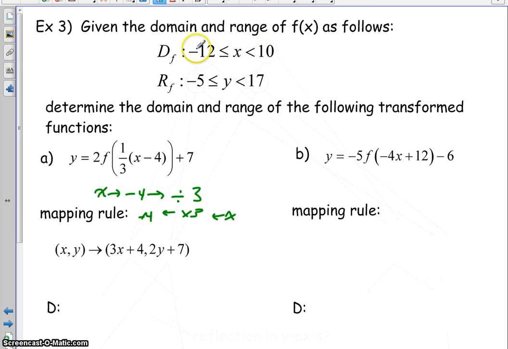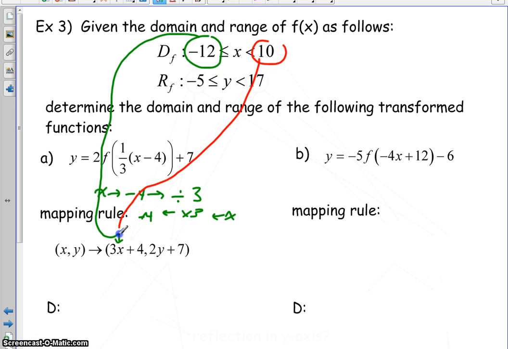So you know that your original domain goes from negative 12 to 10. Those are your boundaries. You've got to figure out where those boundaries are transformed to under the mapping rule. So you have to do this twice. We're going to take negative 12, throw it into the mapping rule for x, and see what happens. Then you're going to repeat that process and throw in 10 for x to see what happens.